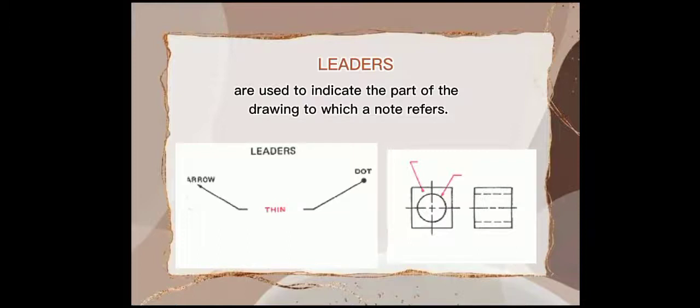And the next one is the leaders or the leader line. Leaders are used to indicate the part of the drawing to which a note refers. Leaders are used to connect a dimension line with a particular area or point on the drawing. It is also used to show notes or labels.